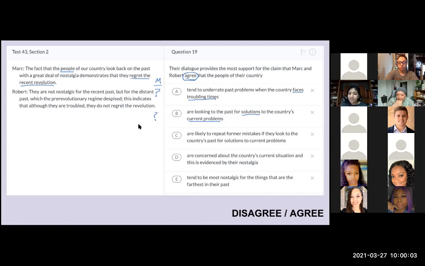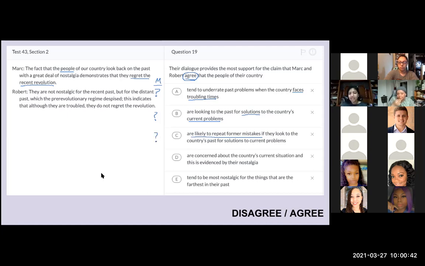What about C? The people of their country are likely to repeat former mistakes if they look to the country's past for solutions to current problems. I don't think they're talking about that. I don't like it. Yeah, I don't quite like this one either, right? Are likely to repeat former mistakes. Mark doesn't mention anything about something being likely. So I don't know if that's our answer either.